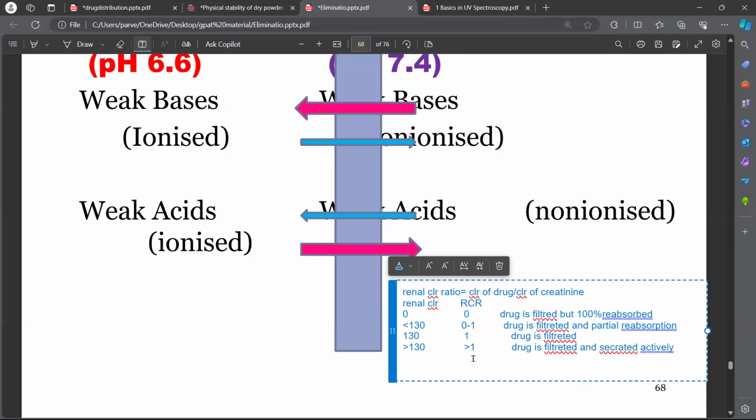If it is 650, then the renal clearance value approximately gets to 5. Then the clearance is equal to renal plasma flow rate. So basically, this is the whole concept here. You guys have to remember this. This is a very important table.